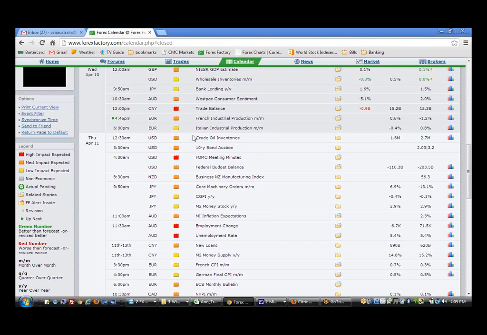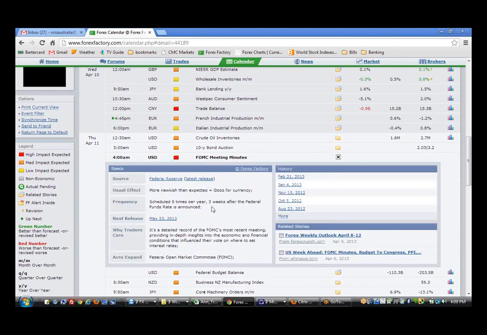Later on, there's a U.S. report that's a medium report, two medium reports, and then at 4 a.m., this is quite important, the Fed's FOMC meeting minutes. So what does this mean? If it's hawkish, then it's good for the currency, which means that the U.S. dollar will go up and the majors will drop.